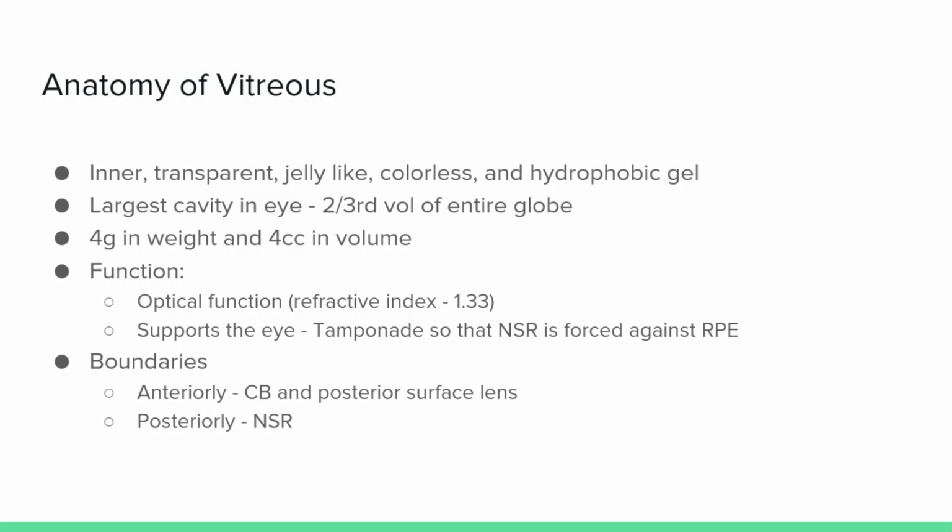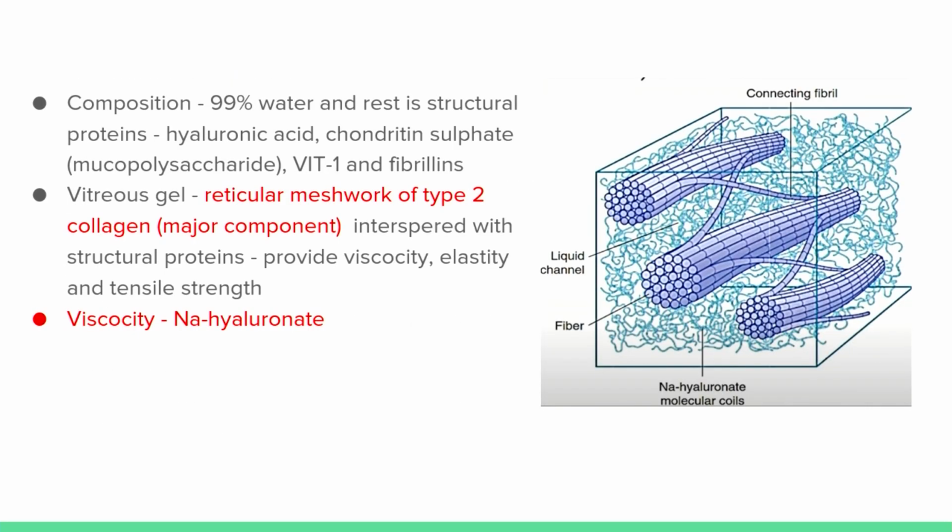Boundaries of vitreous are anteriorly it is formed by ciliary body and posterior surface of the lens, and posteriorly it has the neurosensory retina. Composition of vitreous is 99% water and the rest is structural protein, namely hyaluronic acid, chondroitin sulfate, VIT1 and fibrillins. Vitreous gel is a reticular meshwork of type 2 collagen, which is the major component, interspersed with structural proteins which provide viscosity, elasticity and tensile strength.